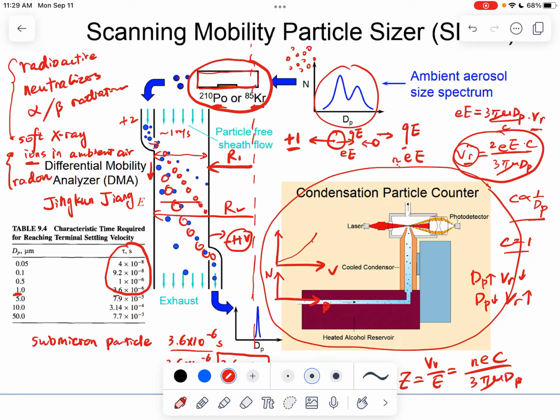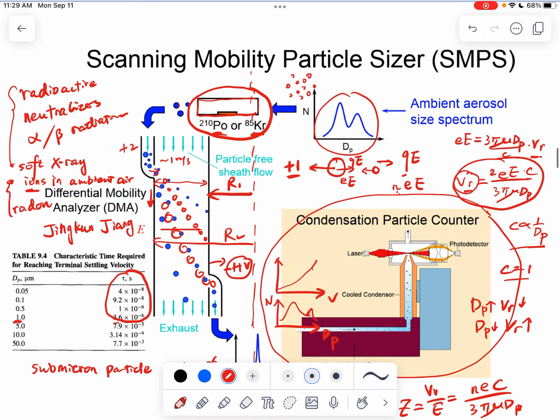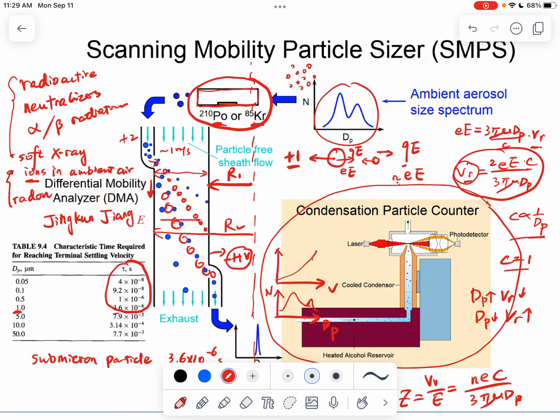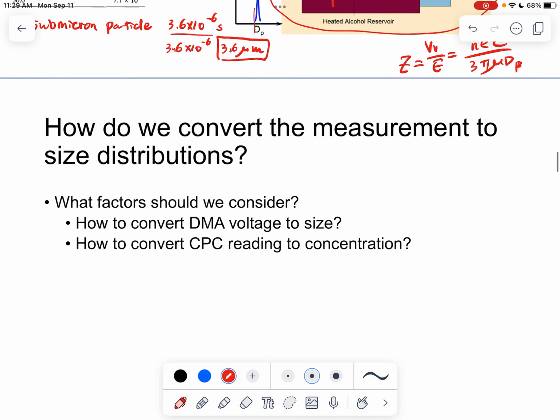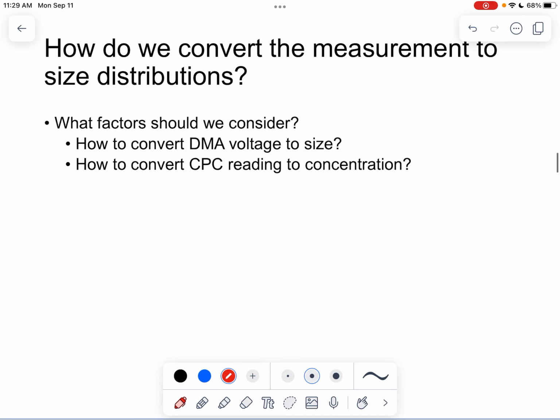And then from the small size to the large size, you can also get the number concentration that's monitored by the CPC, right? So you get a size distribution that you want. Okay, so this is the working principle of the scanning mobility particle sizer. Basically, it's using the electrostatic force to separate particles of different mobilities, right? And by adding a scanning voltage, you can select particles of different mobility and then monitor their concentration.